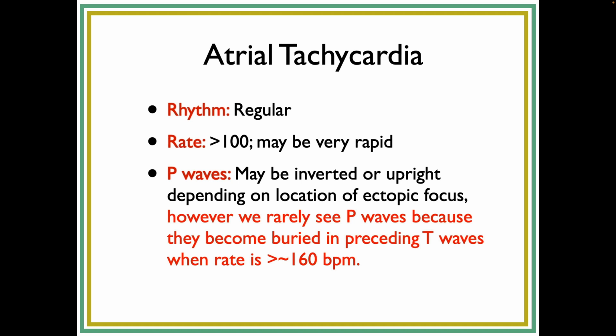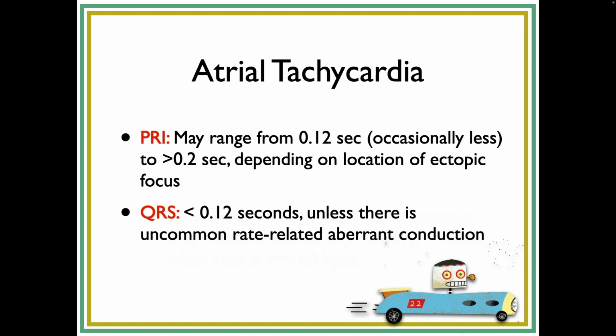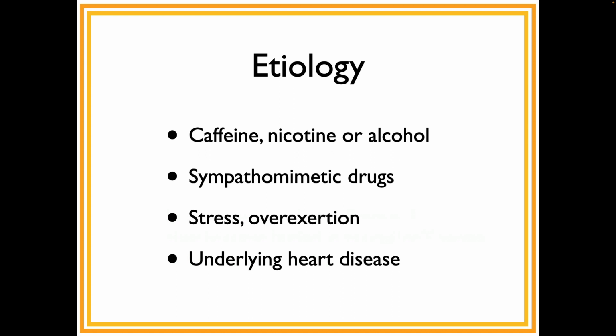Okay? So if there is a P wave, you'll see a PRI, but again, typically there's no PRI because we can't see the P waves if they're there. And then the QRS is narrow. Okay, sort of the usual suspects, why people go into atrial tach.